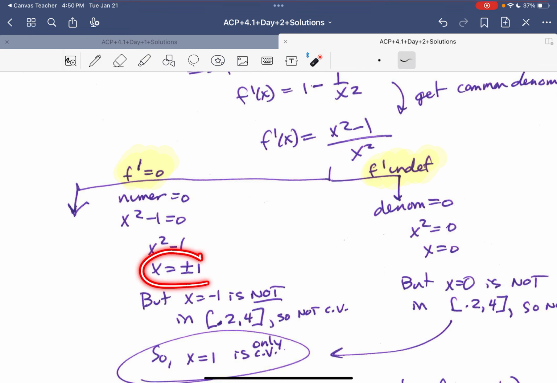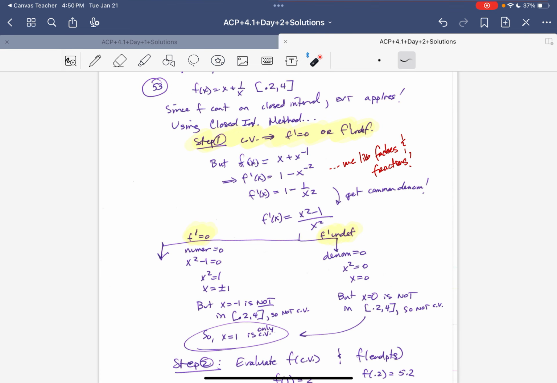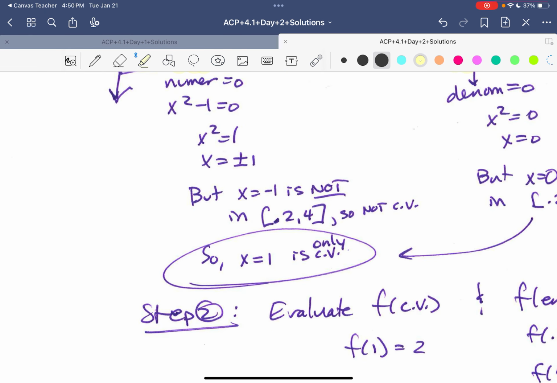But look, plus or minus 1, those are critical values for the function. But on my specified interval, notice up here, -1 is not in this interval. So x equals 1 is the only critical value from this piece. And then over here, x equals 0 is a critical value for the function, but it's not critical to the current conversation because 0 is not in this interval. So the only critical value that we're going to worry about is 1.